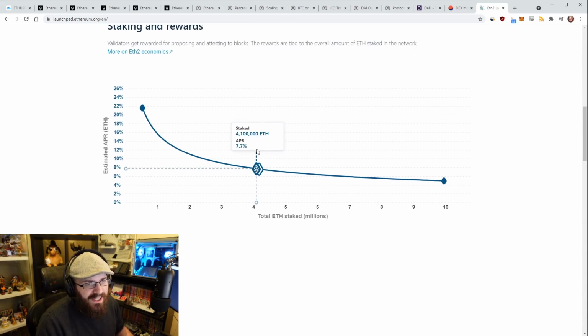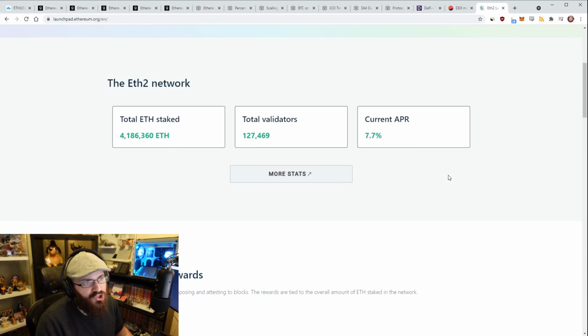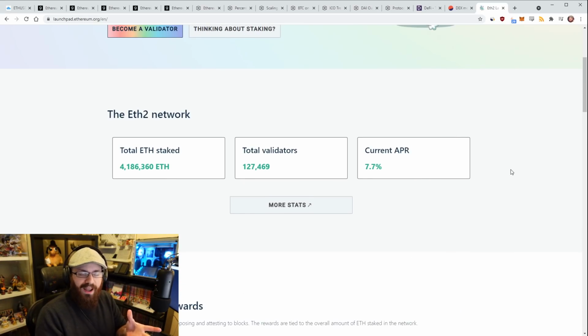So you can see here that the APR changes as more ETH is staked. If we went to 10 million ETH staked, it would go to 4.9%. But this is just protocol or block reward APR. There's estimates now that when the ETH1 to ETH2 merge goes through, this APR is going to spike to 25% plus because all the unburnt fee revenue is going to be going to stakers as well.